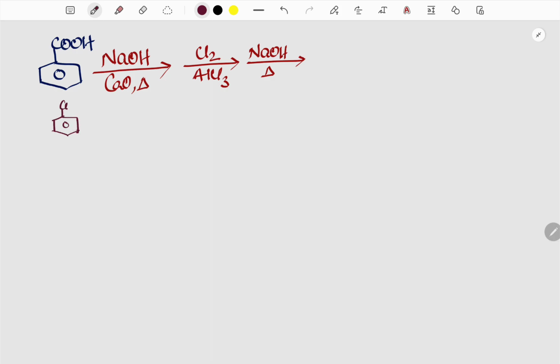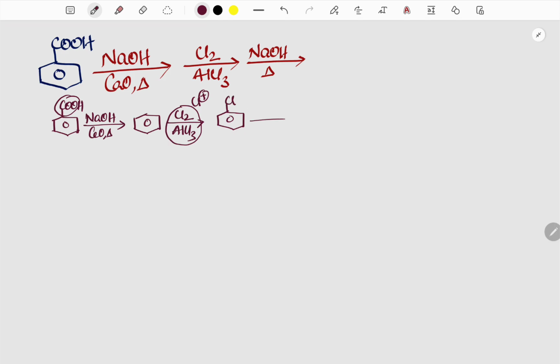Benzoic acid treated with soda lime undergoes decarboxylation and forms benzene. And benzene treated with Cl2 and AlCl3 gives the electrophile Cl plus. So simply here electrophilic aromatic substitution takes place.